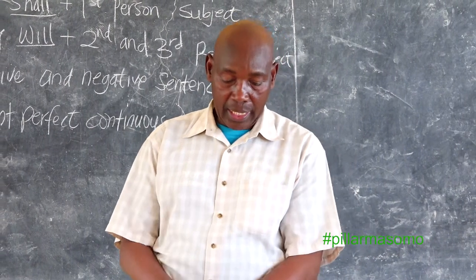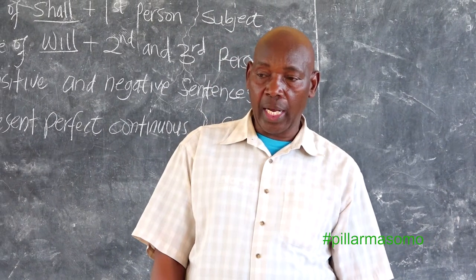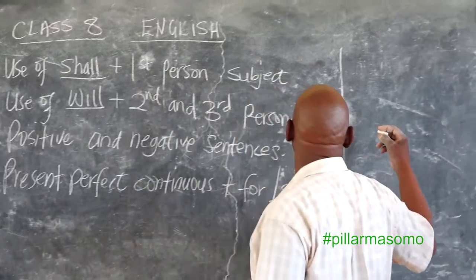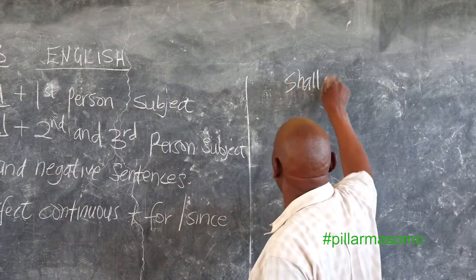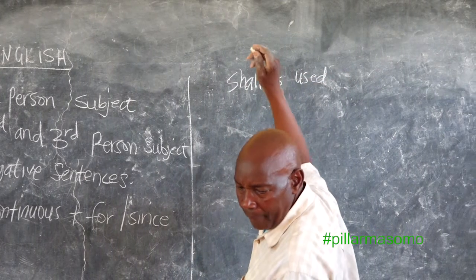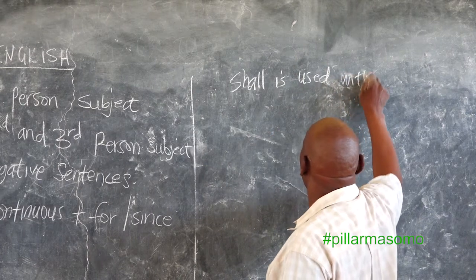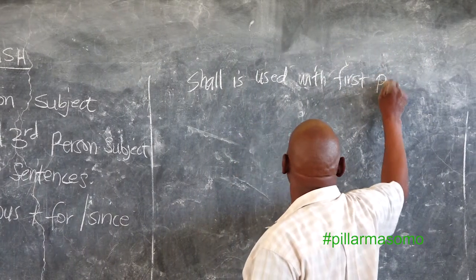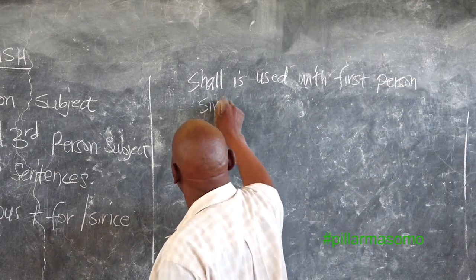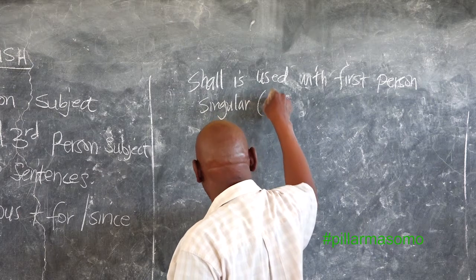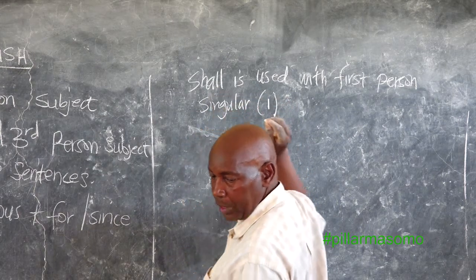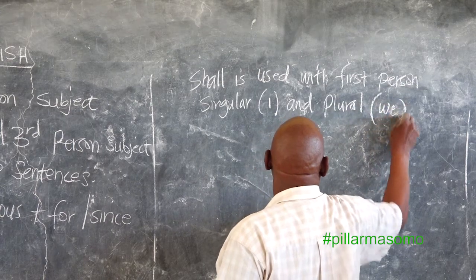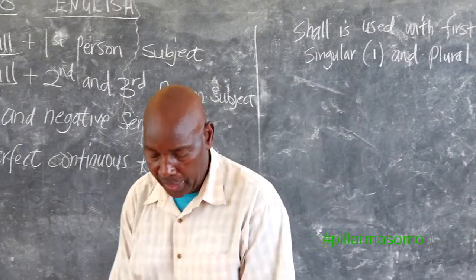So, shall is used with first person singular I and plural we. Let's see what I'm saying.